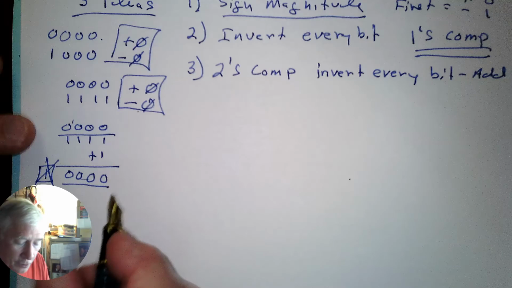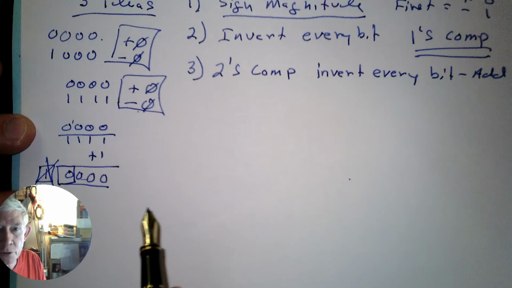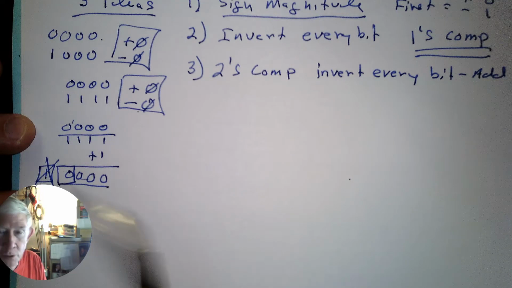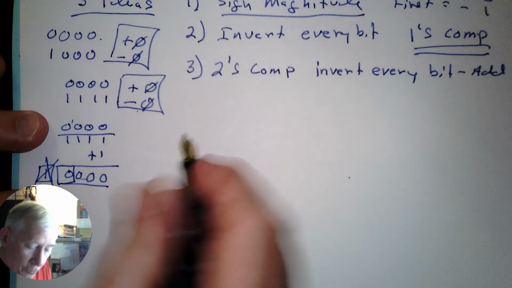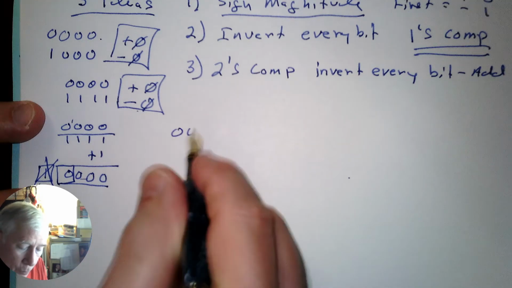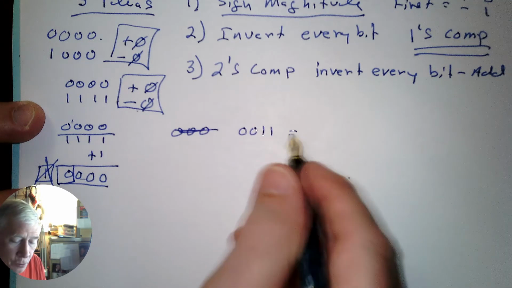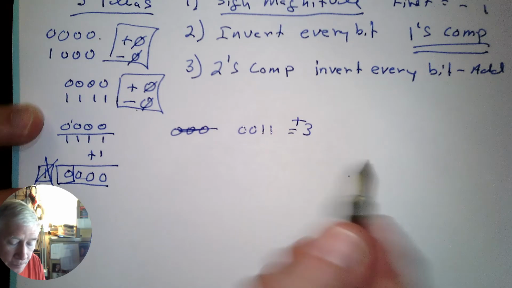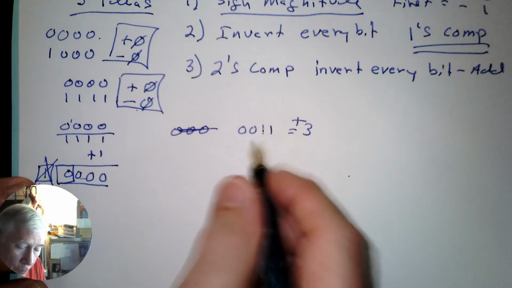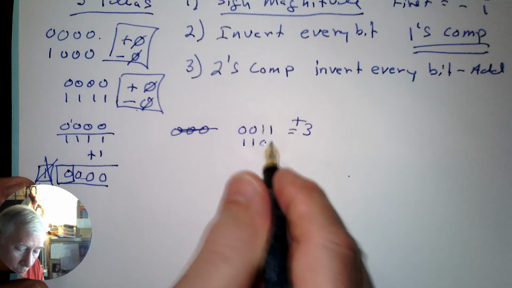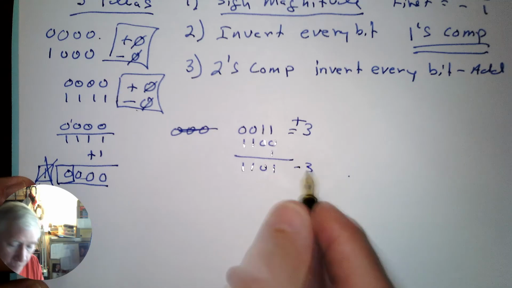Now, the interesting thing is the first bit tells you whether this is a positive or negative number. If the first bit's 0, it's a positive number. If the first bit's 1, it's a negative number. Let's take an example. Let's take 3 in 4 bits. 1, 2, 3: 0, 0, 1, 1. That's a positive 3, okay? Now let's take the 2's complement of that. Invert every bit and add 1. So we invert every bit, we get 1, 1, 0, 0, and we add a 1, we get 1, 1, 0, 1. This is negative 3.